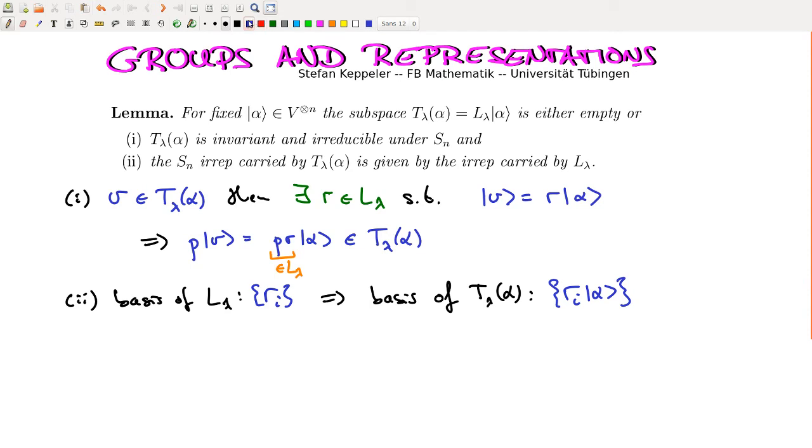Now what happens when we act some permutation P on an element of this basis of L lambda? We get a linear combination of the basis elements. So I use summation convention here. We sum over repeated indices, and I get Rj gamma lambda Ji. So we sum over J. And this is just the representation which this left ideal here carries.